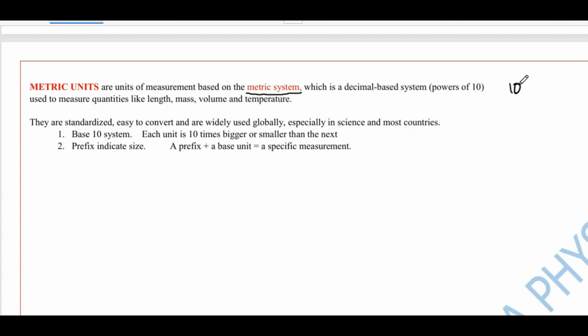So we can have 10 raised to power 1. These are integral powers of 10, meaning that the powers should be whole numbers, like 10 raised to power 2, 10 raised to power 3. We can also have multiples of 3, for example, 10 raised to power 6, 10 raised to power 9, and so on. Now, decimal-based system means 10 is the base, as you can see. And then this is an integral.